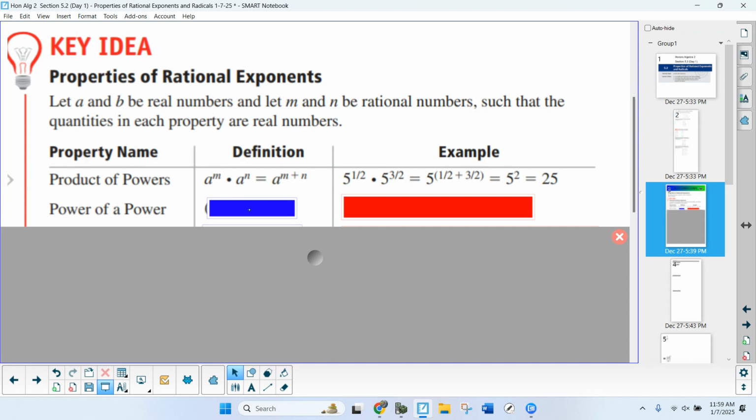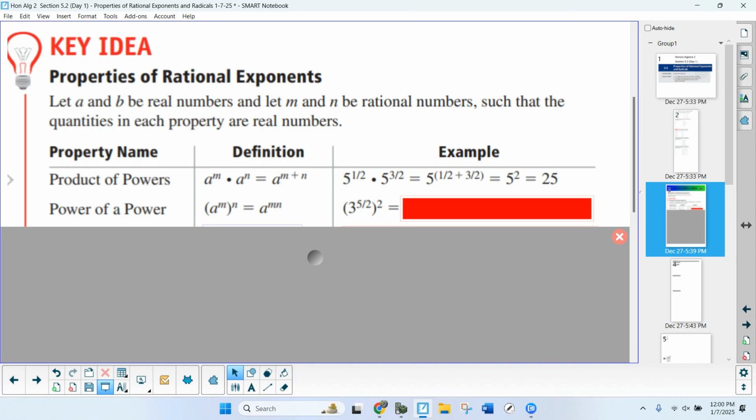Power of a power. Power of a power is if you have a to the m raised to the nth. What do you do if you have a power of a power? You guys remember? I heard it. What? Multiply. So that is a to the m times n.